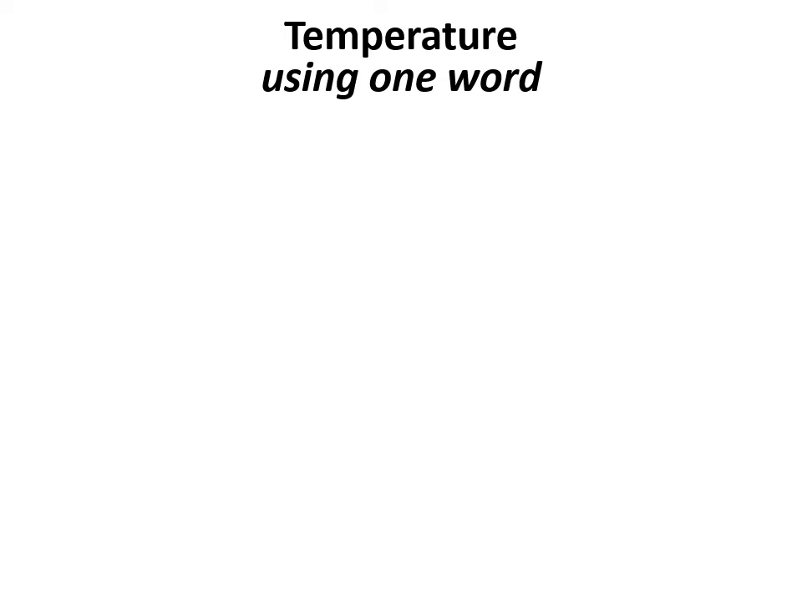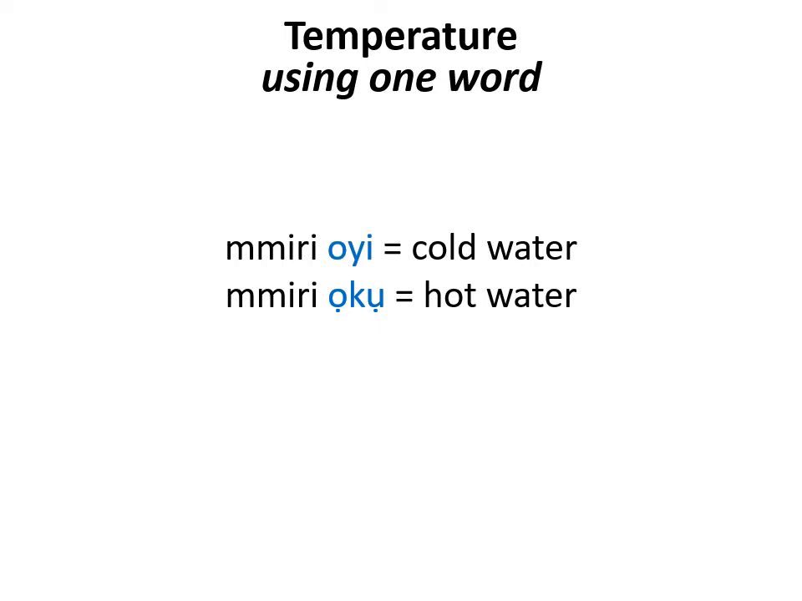Now let's talk about temperature. For temperature, using one word, I think the most common application that you see it with is water. So mmiroyi for cold water and mmiroku for hot water. I'm trying to see if oyi and oku, cold and hot, can come right after any other nouns. When I think about it, mmiri is the most common example I can think of. If I think about others, then I'll bring it up in class another day, but in terms of just saying hot and cold with a single word, I think mmiri is the most common way that you use it. For anything else that you're talking about, like a place or a thing that's cold or hot, you use a phrase for that.